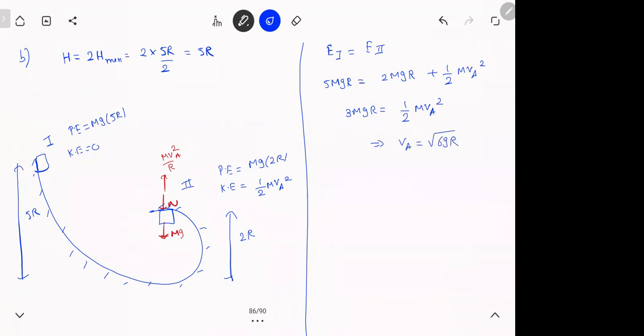That's your speed. And at the highest point, if you draw the FBD, so you got mg, normal reaction, and centrifugal force. You can clearly see here the centrifugal force is balancing the normal reaction plus mg together. Substitute va here.